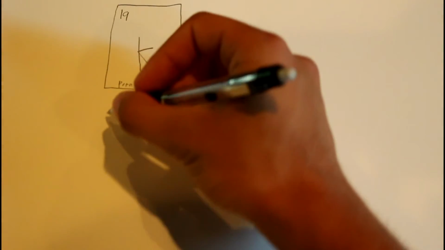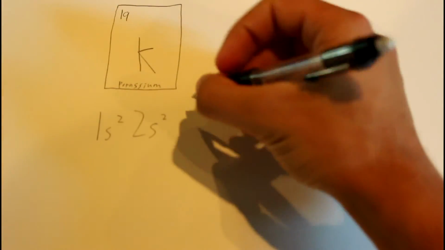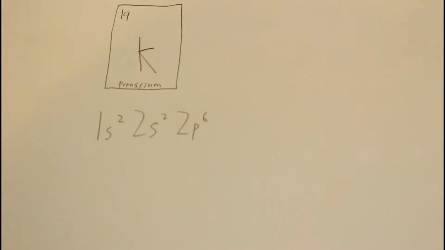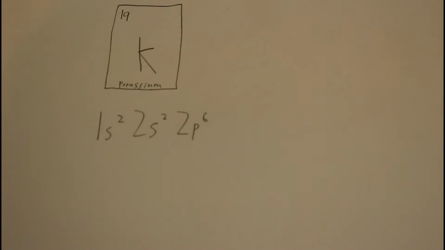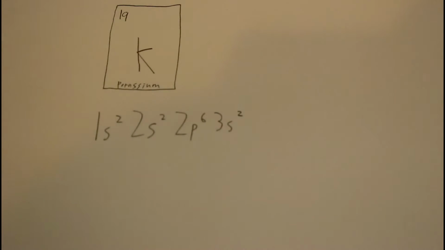Now we have potassium with an atomic number of 19. So we use the same rules as last time and write 1s2, 2s2, 2p6. So we've already used 10 electrons right there. Now, using the chart, we go to 3s2. That's 12 of them used. So that means that we have an extra 7 to go.